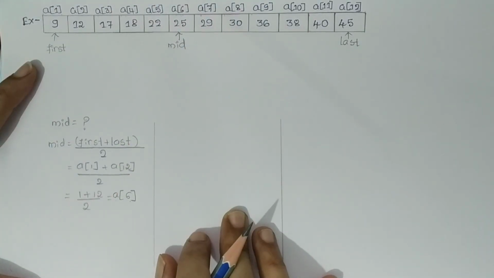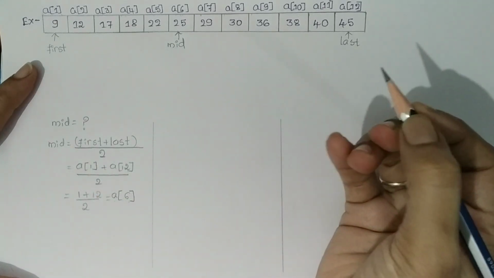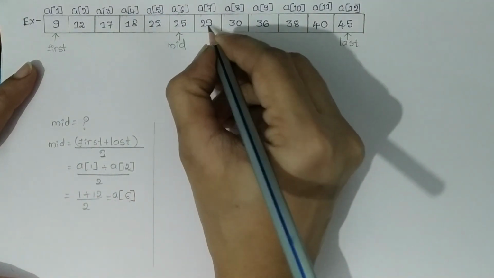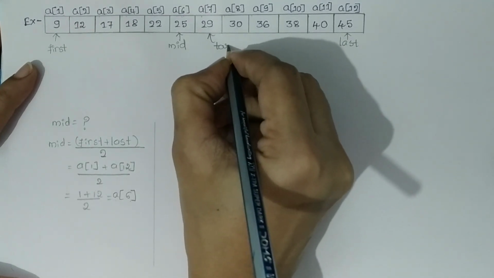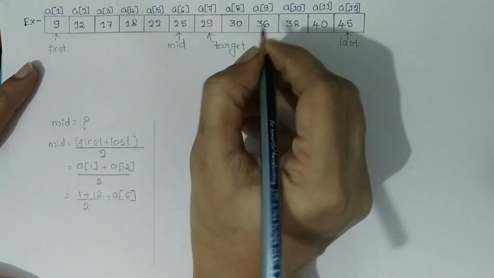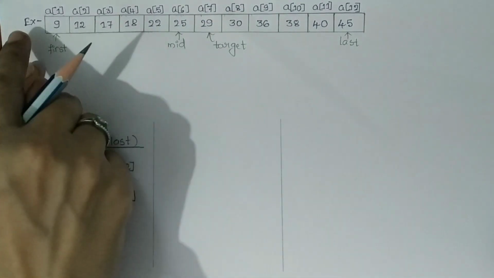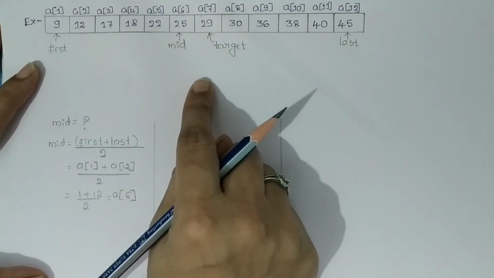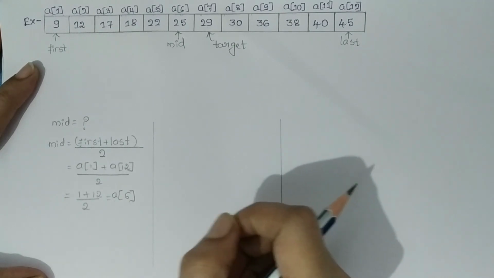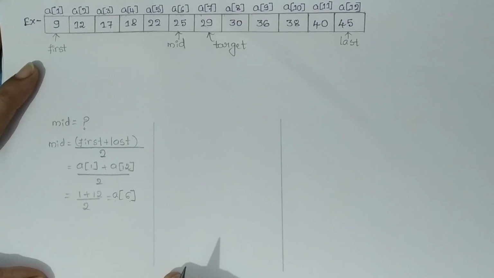Now what do we have to do? We have to consider a target. Let us consider the target. I will consider the target as 29. Suppose this is our target value. It means we are searching for element 29, whether 29 is present in this list or not, and if it is present in the list, at which location it is present. So I am considering 29 as our target value.